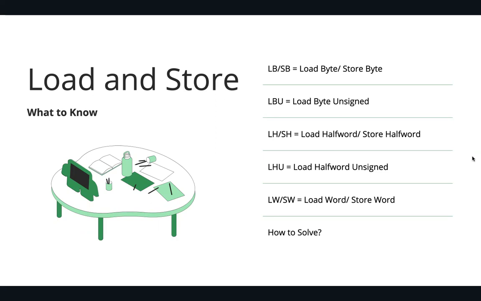So we have LH and SH, which is load half word and store half word, and then LHU, which is load half word unsigned, and then LW and SW for load word and store word. So when it comes to what these suffixes actually mean, it really just determines how many bytes are going to be there and whether you're going to use signed or unsigned.